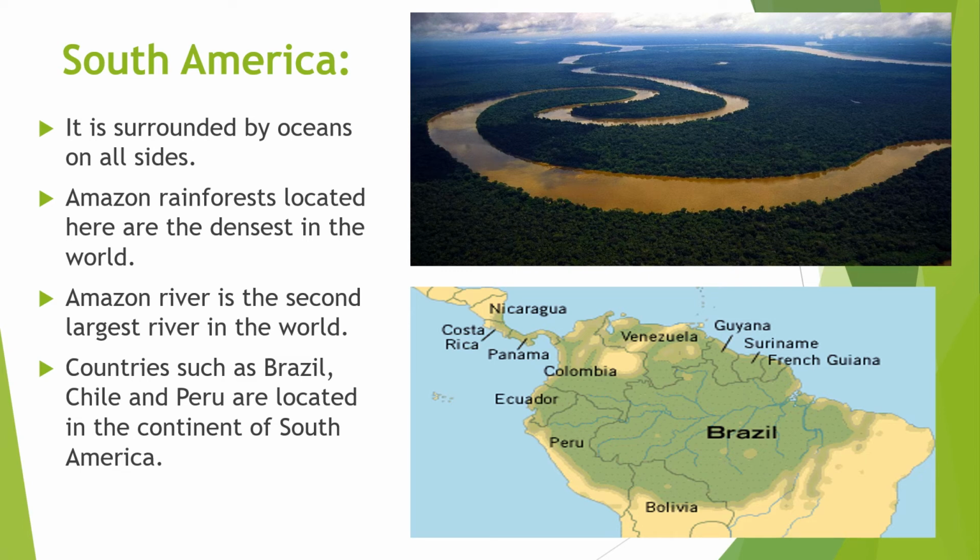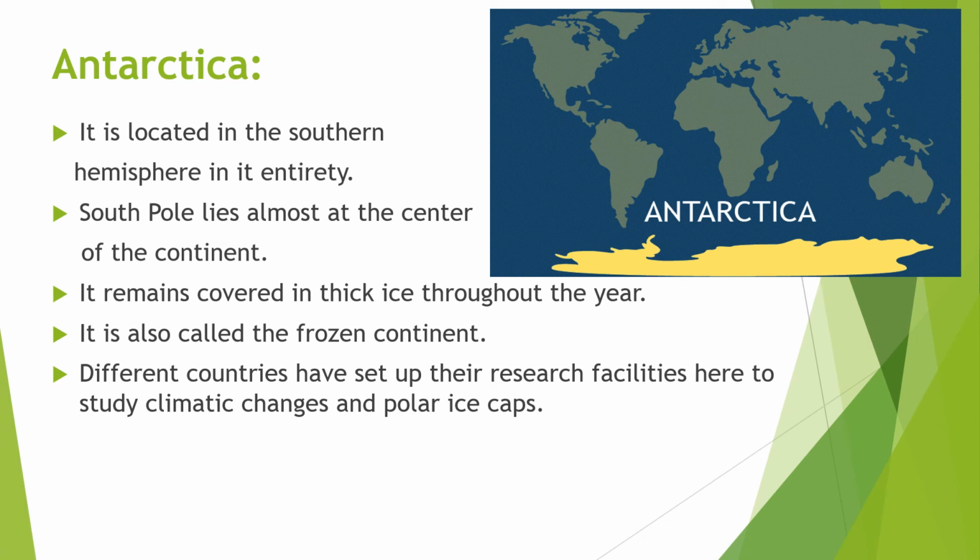The Amazonian rainforests include the basin of the second largest river in the world, that is the Amazon River. Countries such as Brazil, Chile, and Peru are also located in the continent of South America. Students, the Amazonian rainforest and the Amazon River basin cross through nearly 10 countries in the continent of South America. In addition to Brazil, Chile, and Peru, we have a few more countries such as Bolivia, Guyana, Venezuela, Costa Rica, Panama, and so on.